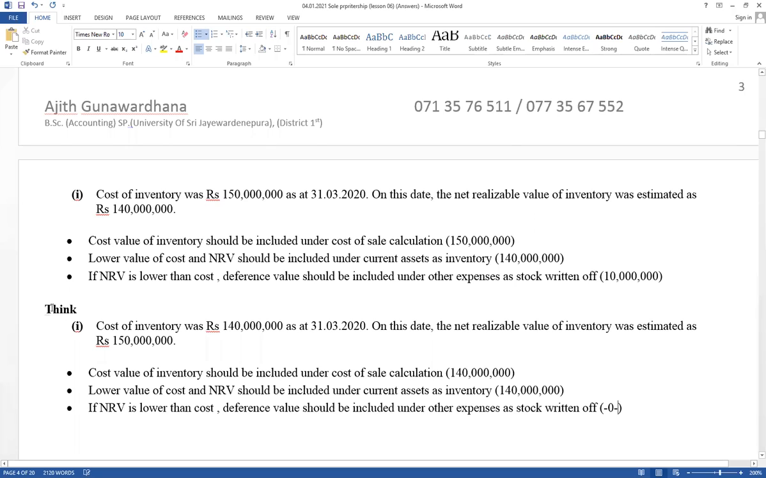Those are the things to keep in mind. But this is the way you have to record it in this example. If it has been given like that, think about it.